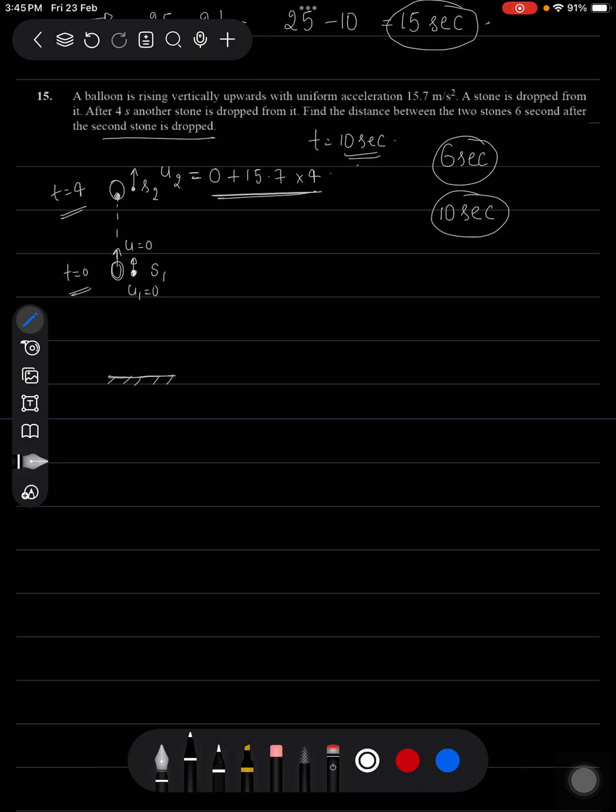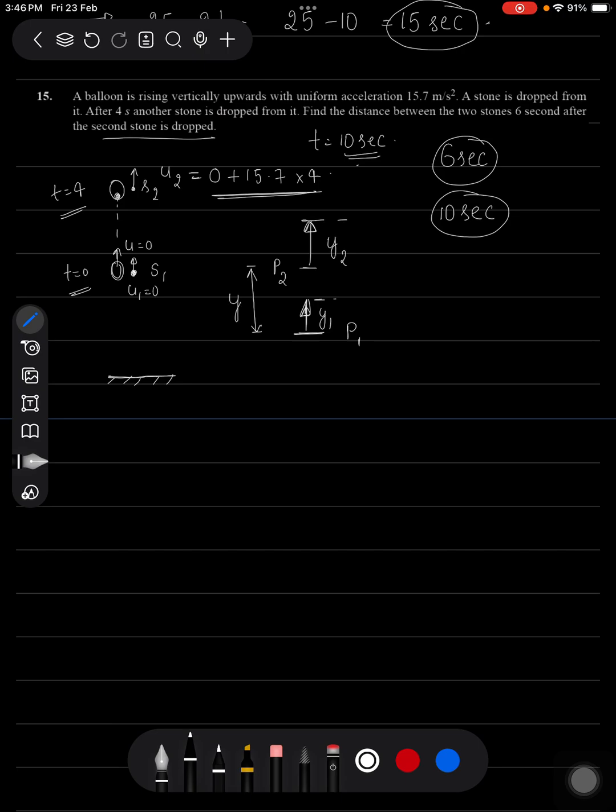So let's draw one more diagram here. This is the point of release of the first stone. This is the point of release of the second stone. The second stone in this 6 seconds time, let us assume it traveled a distance of y2. The first stone, let us assume it has traveled a distance of y1. And the distance between the points of release of these two stones, let us assume it is some y.